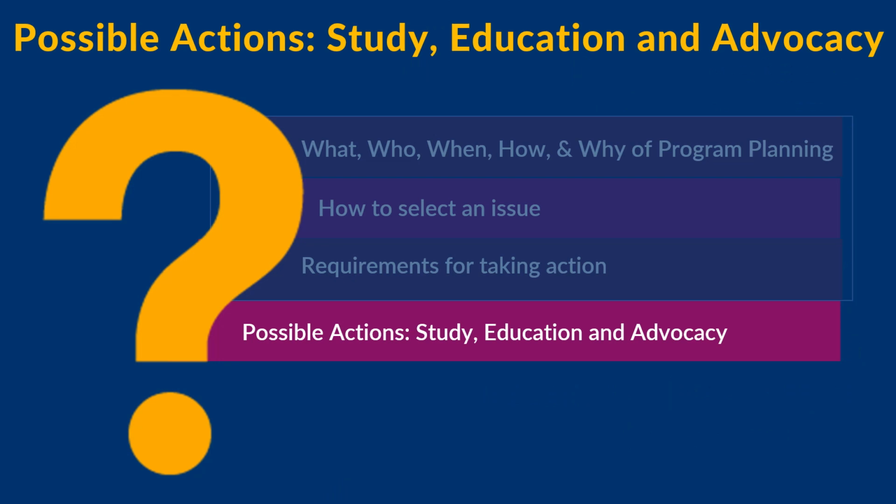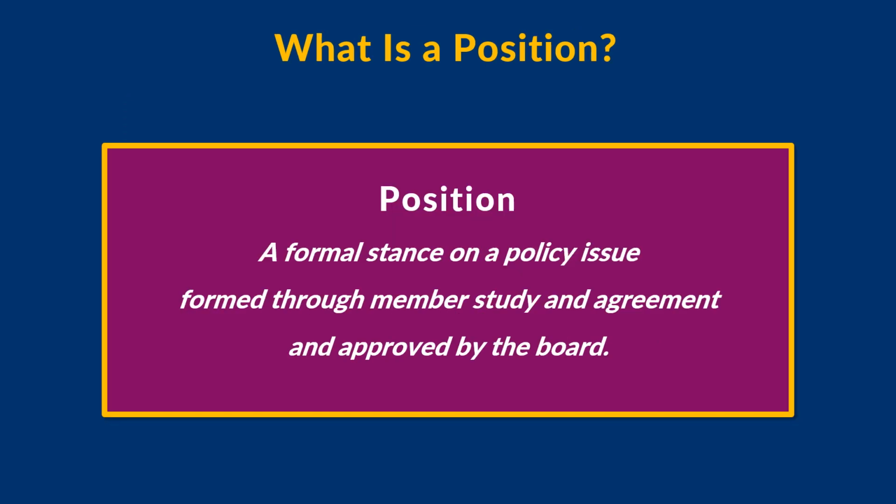Now let's look at the possible actions: study, education, and advocacy, and the impact of having a position on our choice of the appropriate action. A position states the league's formal stance on a policy issue. It is formed through member-conducted study and agreement, approved by the appropriate board, and then used as the basis for league action. Each position affirms a basic philosophy in general terms, defines the goals desired, and establishes guidelines against which proposals can be measured.